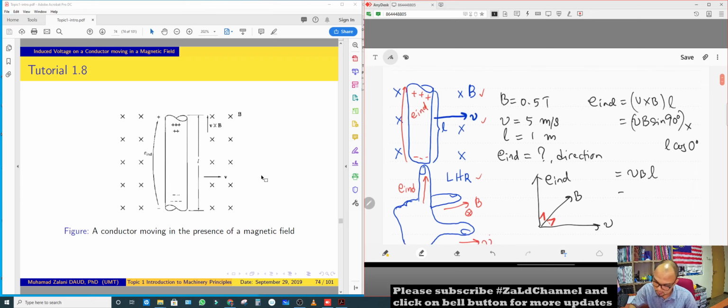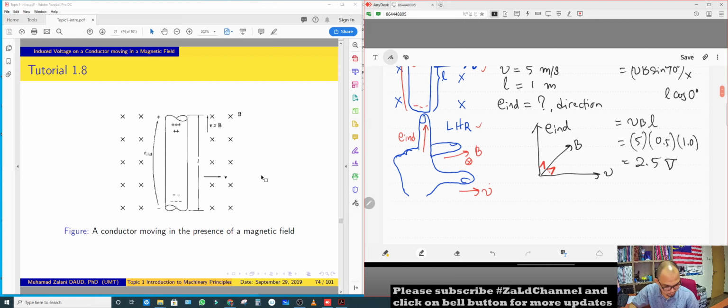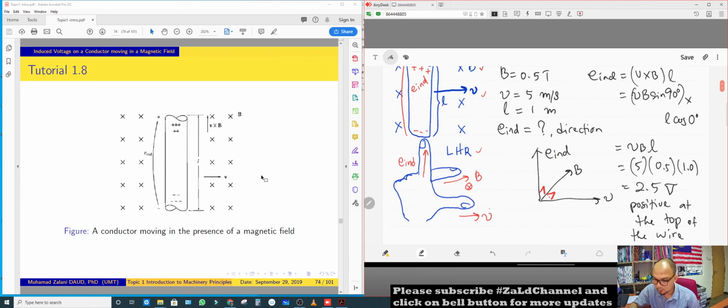So from there we just can substitute the values. V is 5, B is 0.5, and L is 1 meter. Then finally we get the induced voltage of about 2.5 volt. Not only the magnitude, but we can write also the direction, which is the polarity, positive at the top of the wire.